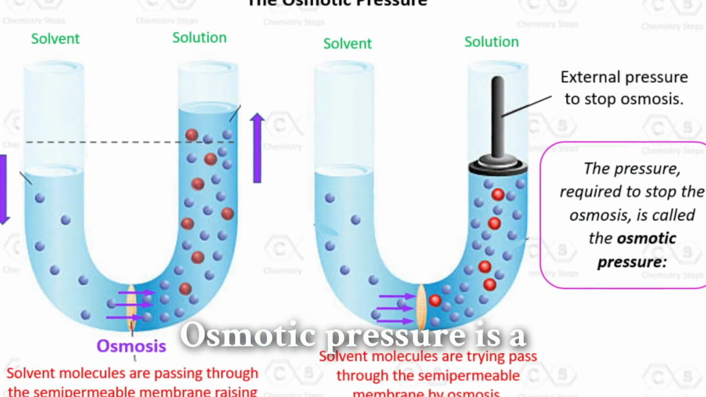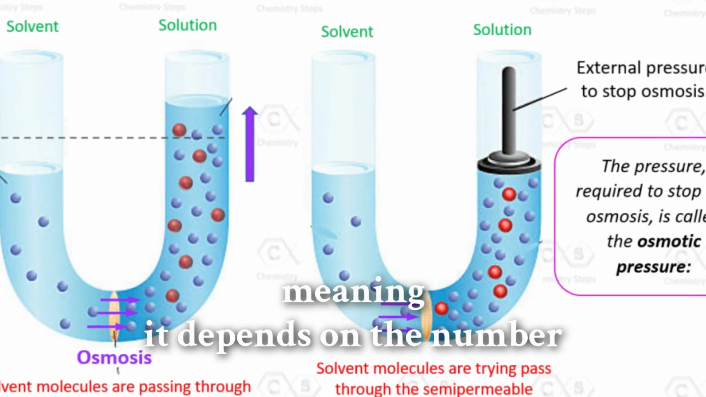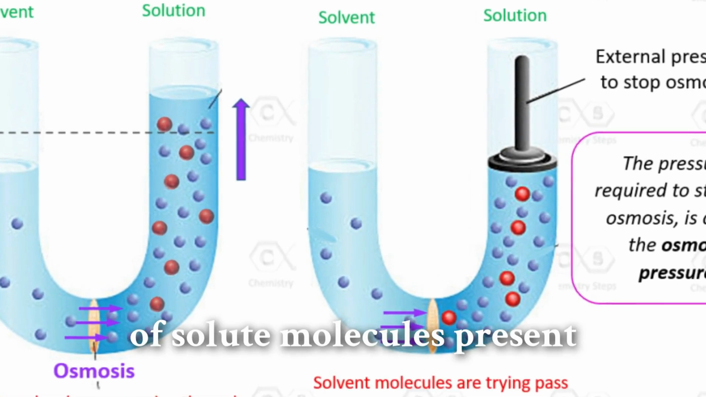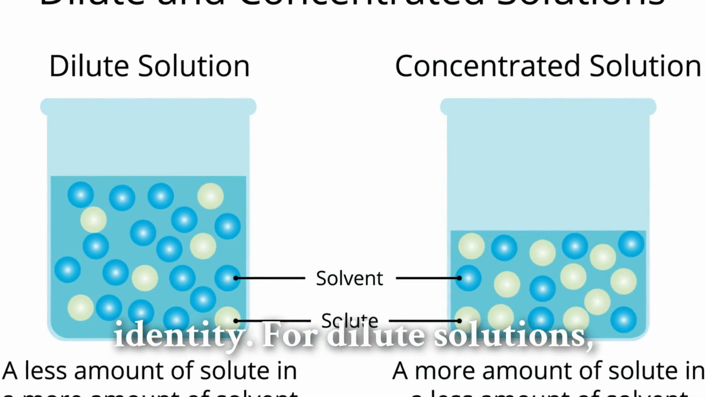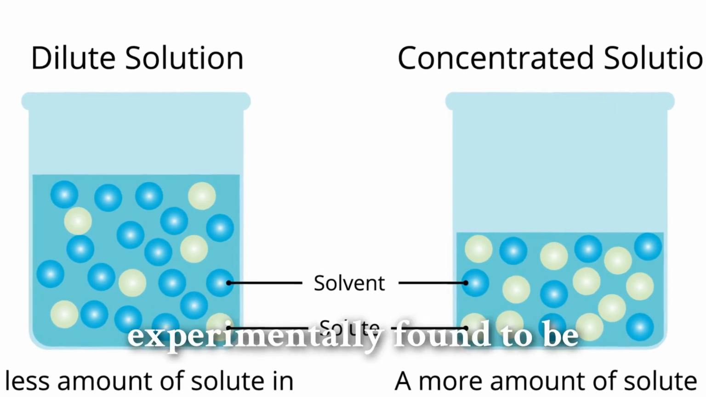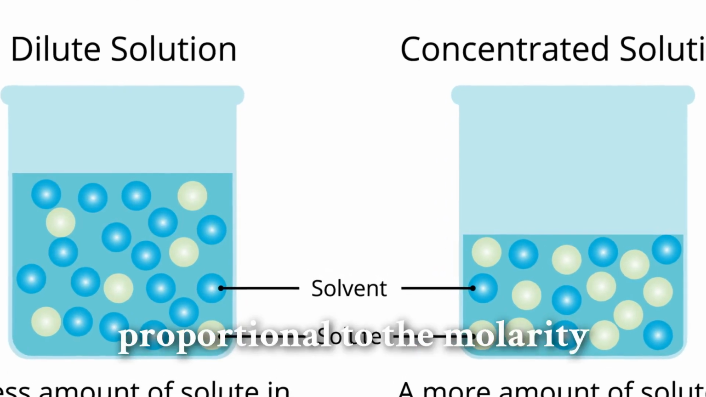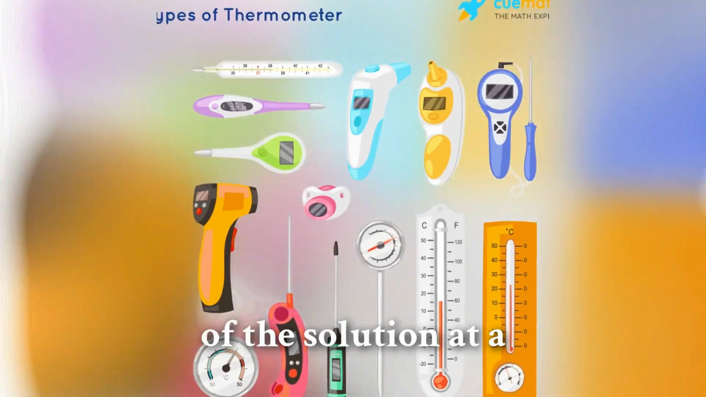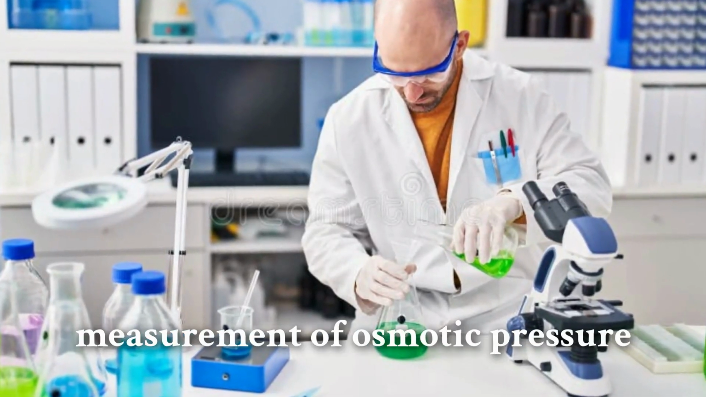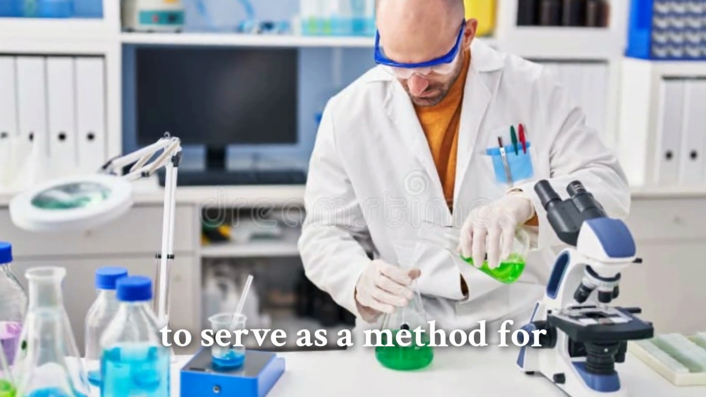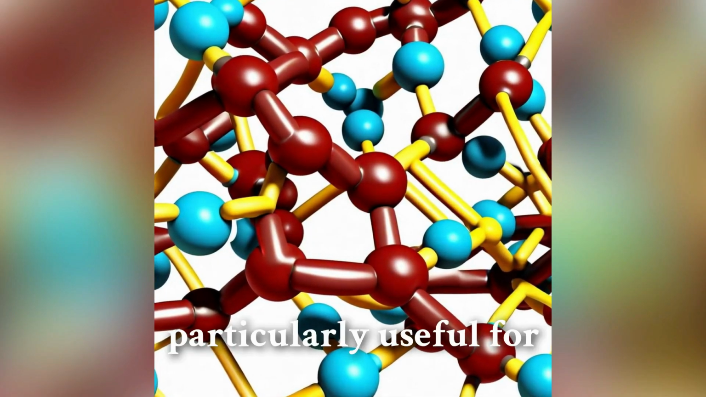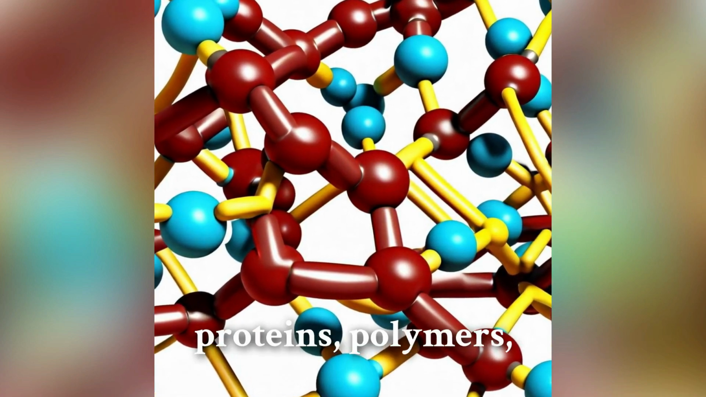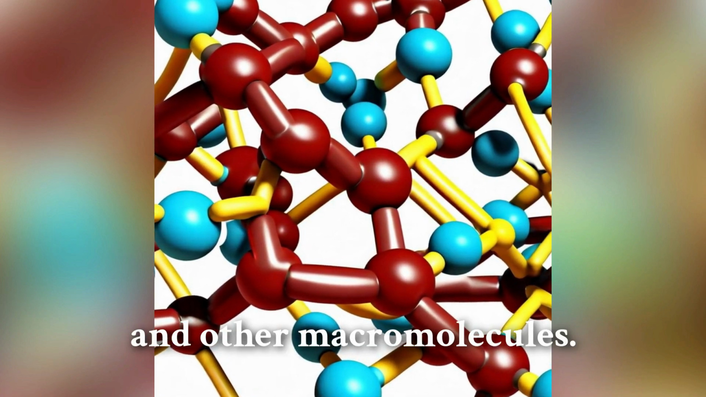Osmotic pressure is a colligative property, meaning it depends on the number of solute molecules present rather than their specific identity. For dilute solutions, osmotic pressure has been experimentally found to be proportional to the molarity of the solution at a given temperature. This relationship allows for the measurement of osmotic pressure to serve as a method for determining the molar masses of solutes, particularly useful for proteins, polymers, and other macromolecules.